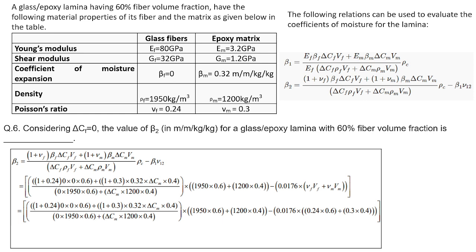The same data has been used here with the same conditions, but here we have to find the value of beta 2. So from the second equation as given here, we can get the coefficient of moisture expansion in the transverse direction, and we will put all the values in it and we can get the answer.